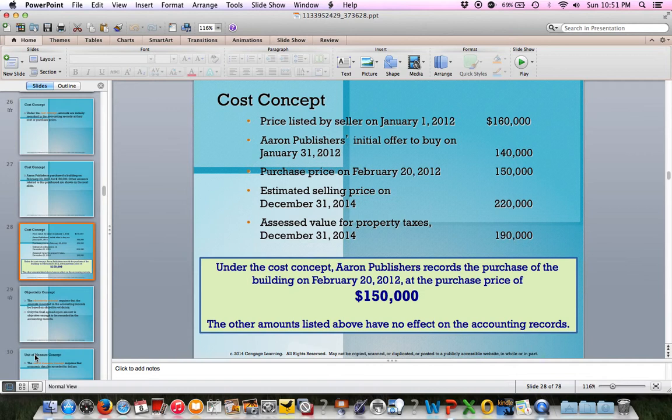They thought the selling price might be $220,000 in the future, or that a tax assessment might be $190 in the future. Doesn't really matter. It's more informational, but the only thing we'll actually record in our accounting records is the true value that was transferred in the agreed upon price.